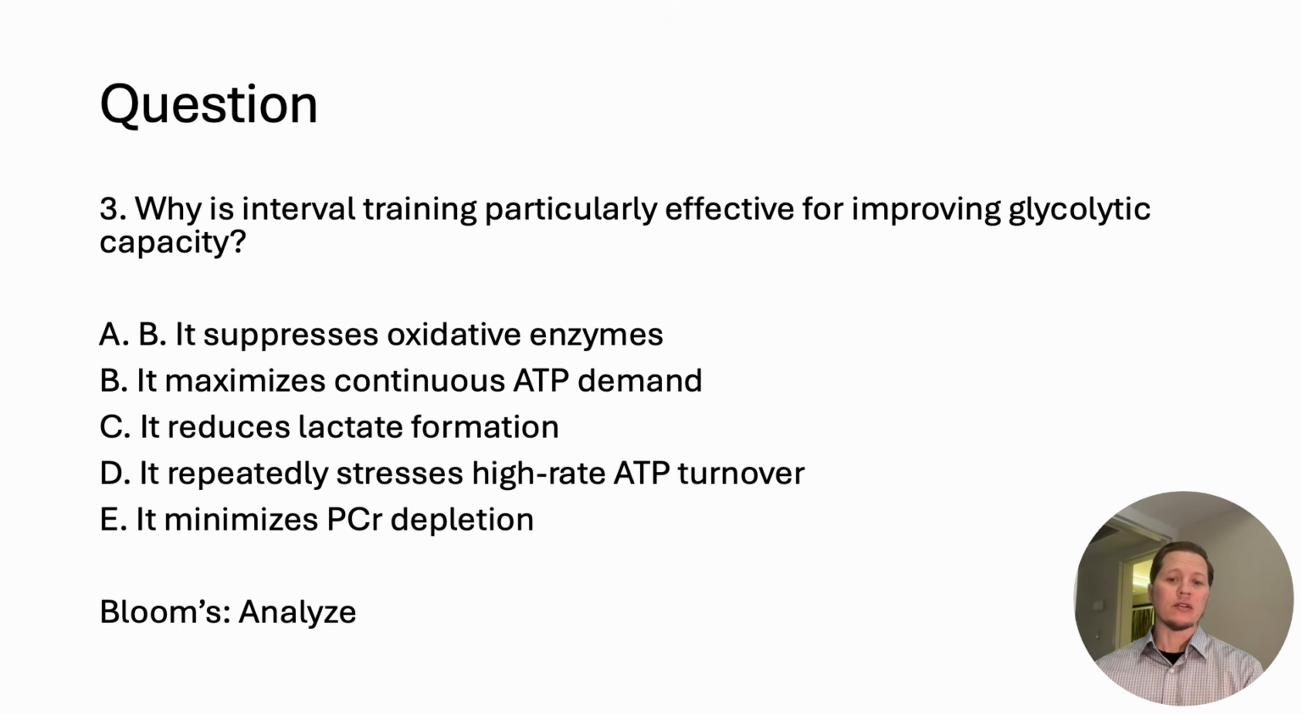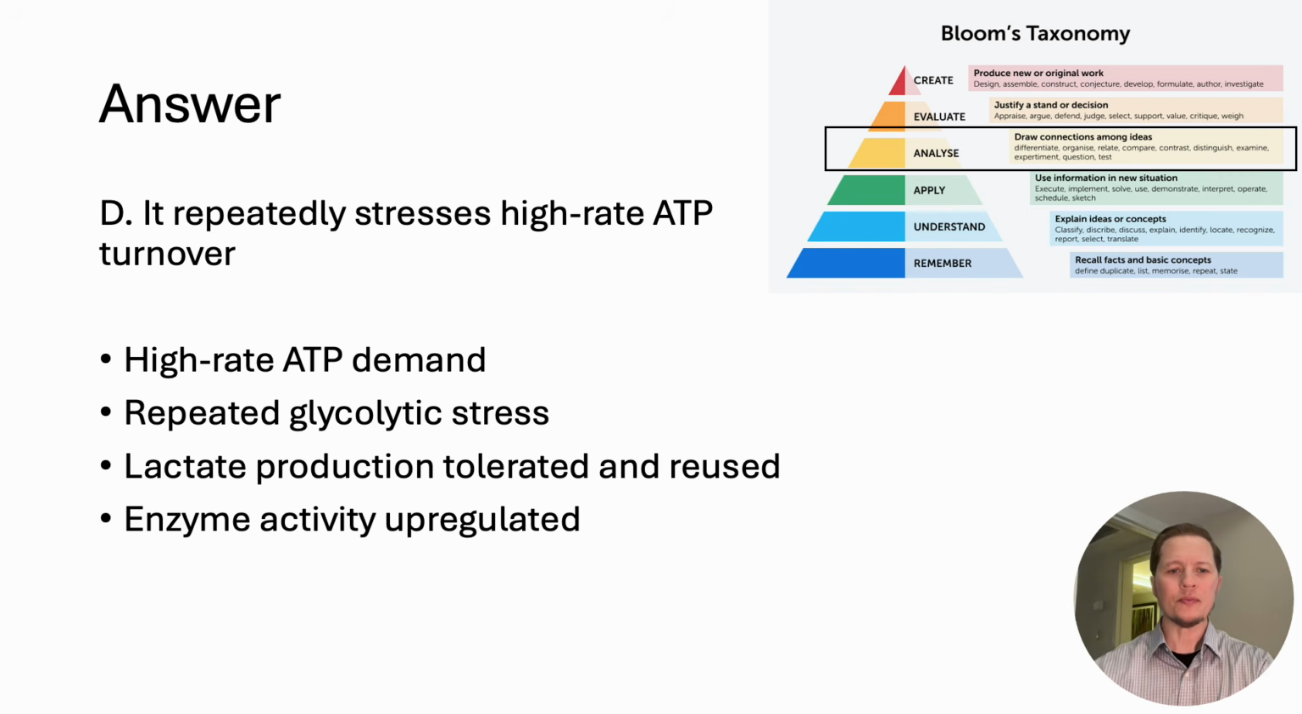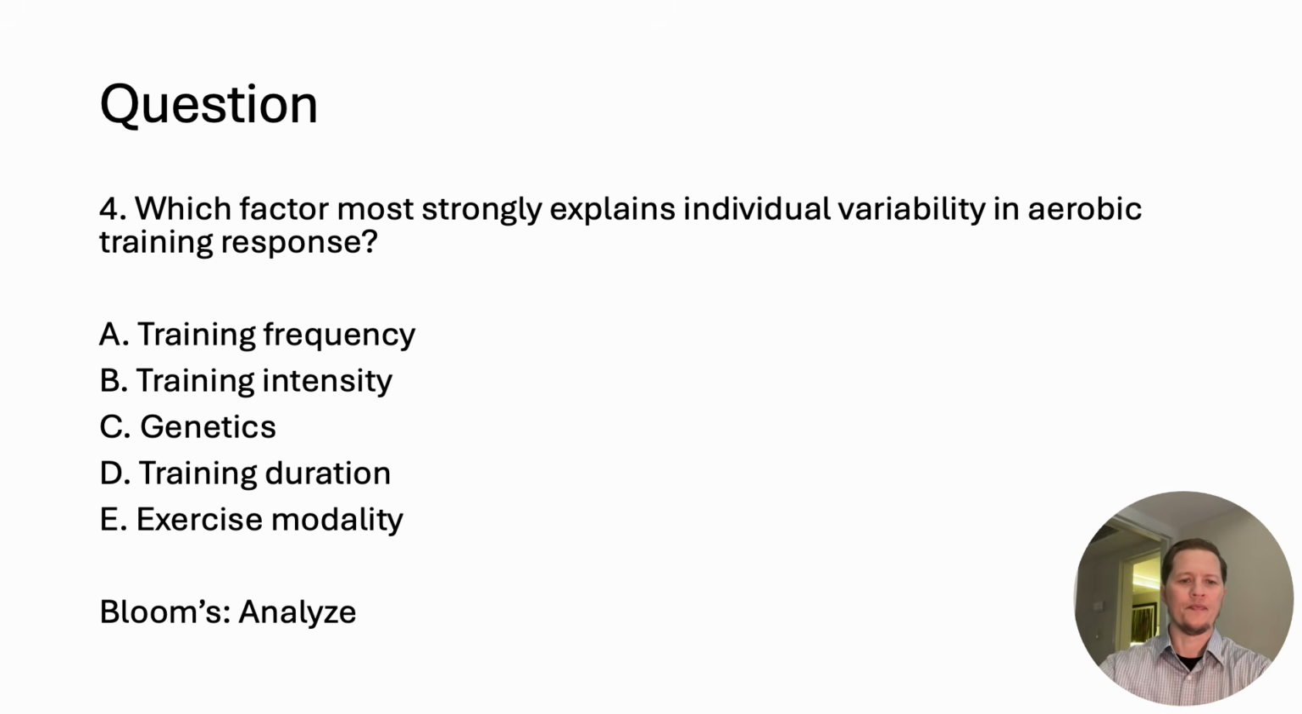All right, moving up a little now into level 4. Why is interval training particularly effective for improving glycolytic capacity? Is it that it A, suppresses oxidative enzymes, B, maximizes continuous ATP demand, C, reduces lactate formation, D, repeatedly stresses high rate ATP turnover, or E, minimizes phosphocreatine depletion? And that answer is D, repeatedly stresses high rate ATP turnover. Those repeated high intensity bouts stress quick ATP turnover through glycolysis, stimulating adaptations in those glycolytic enzymes and the buffering capacity.